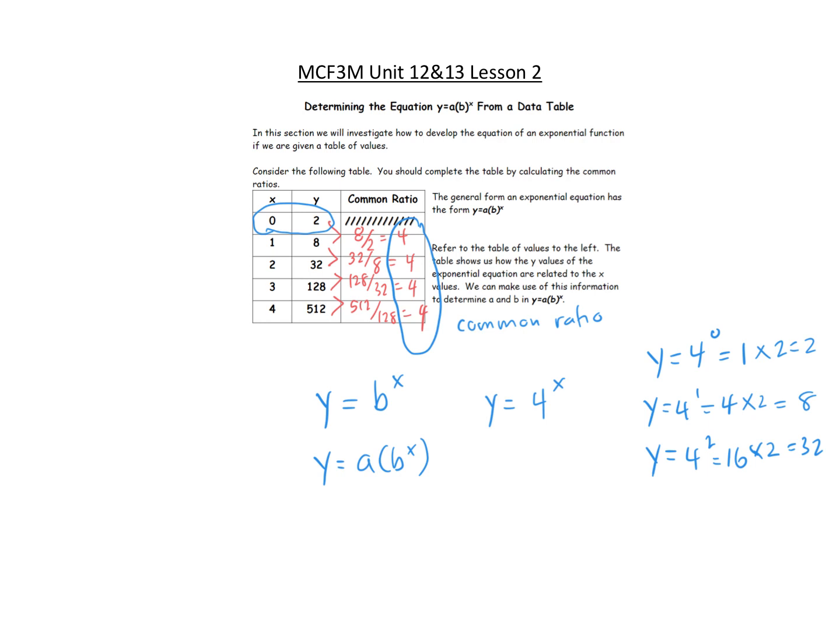So not only are we using 4 as the base to the exponent, we are also multiplying by 2 because that is our starting value. So the equation of this table would be y equals 2 times 4 to the power x. So common ratio gives you the base, and then you want to look at the starting value, which is 2.